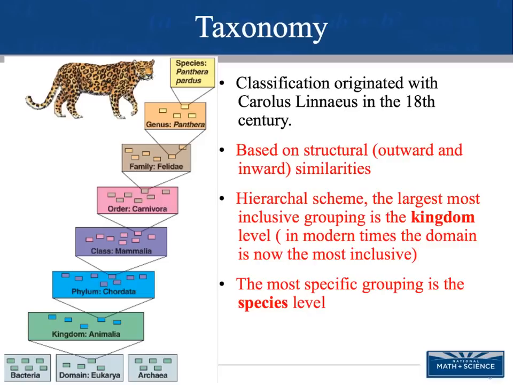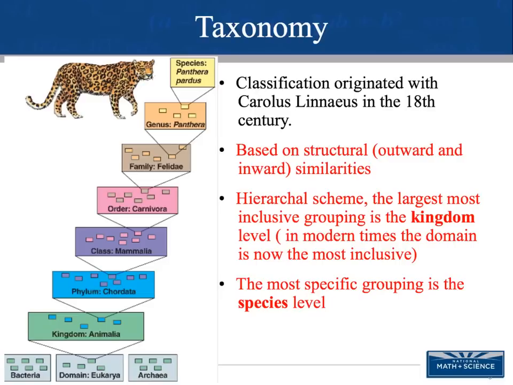And we can get those similarities based on how they're made up, what we can physically see of the outside of the organism, but we could also take into consideration internal things like DNA and protein structures on the inside. It's a hierarchical scheme, which just means that it goes from small to big, large to small. The largest, most inclusive group is the kingdom level. That was original to Linnaeus's early theory.